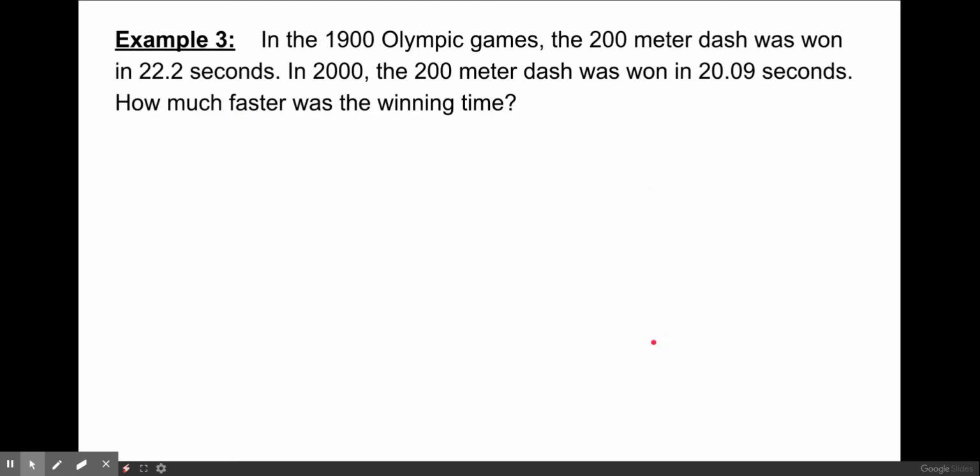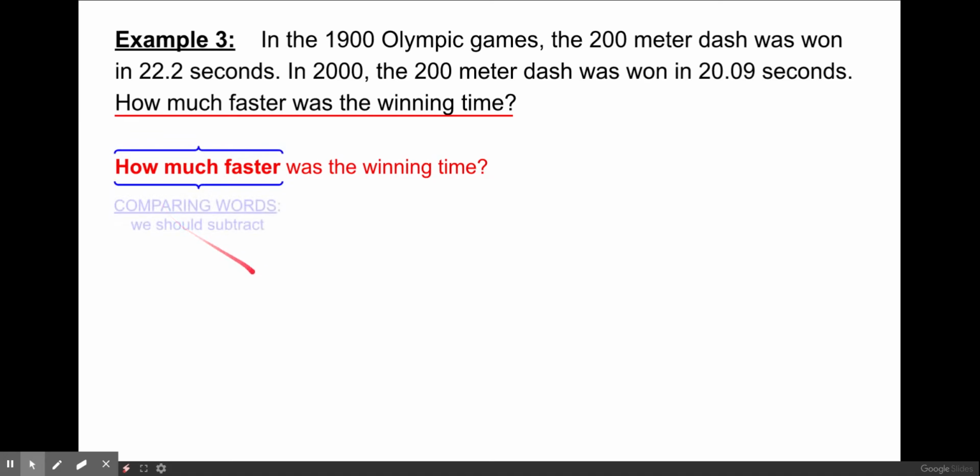All right, let's look at our final example. In the 1900 Olympic Games, the 200-meter dash was won in 22.2 seconds. In 2000, the 200-meter dash was won in 20.09 seconds. How much faster was the winning time? Well, let's look at that question. How much faster? Are they comparing something? How much faster is one time? Yes, they are. Those are comparing words, so we should subtract. When we compare two things, we need to subtract.